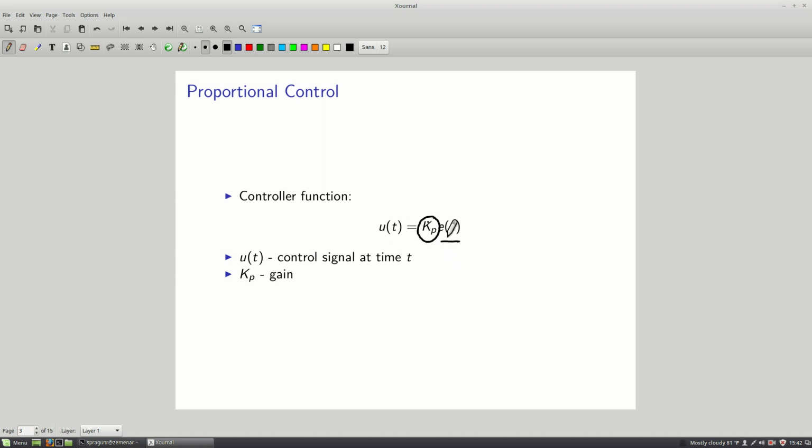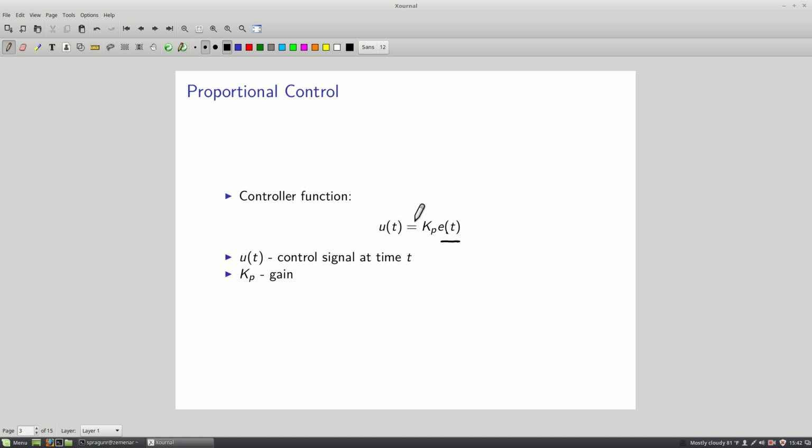So if I increase that gain term, I'm going to have a more aggressive controller that's going to apply more control signal for the same error. In general, we're going to have to select that experimentally. That's something we'll just have to tune by trying different values and seeing what gives us the behavior we want.